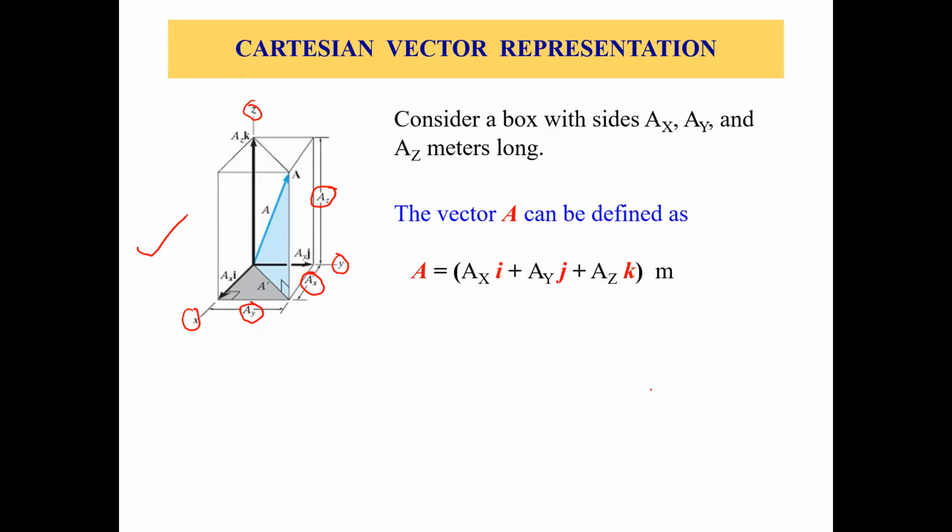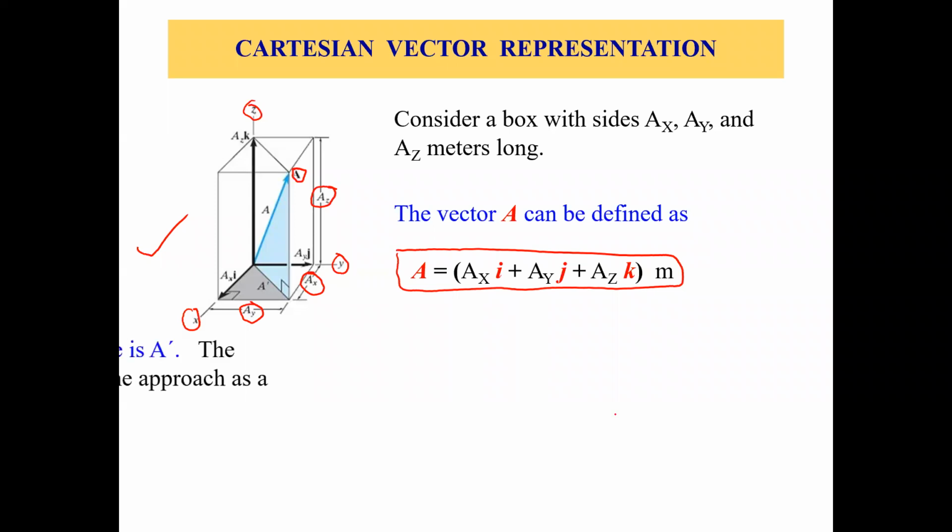Now let's move forward. Now we have a vector A shown in blue color. So this is vector A, and this vector A can be defined as a sub x i plus a sub y j plus a sub z k. As we are talking about 3D space, we have three components, a sub x, a sub y, and a sub z. So how do we write this vector A? We write it in this fashion: vector A equals a sub x i plus a sub y j plus a sub z k, and meters, of course. You don't have to forget about the units. As we're talking about length here, it's meters.